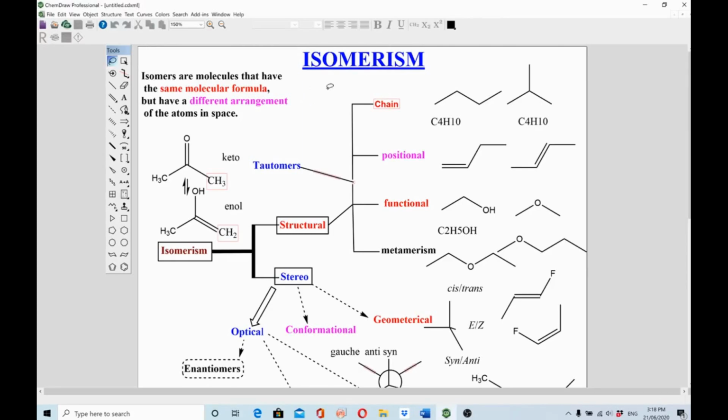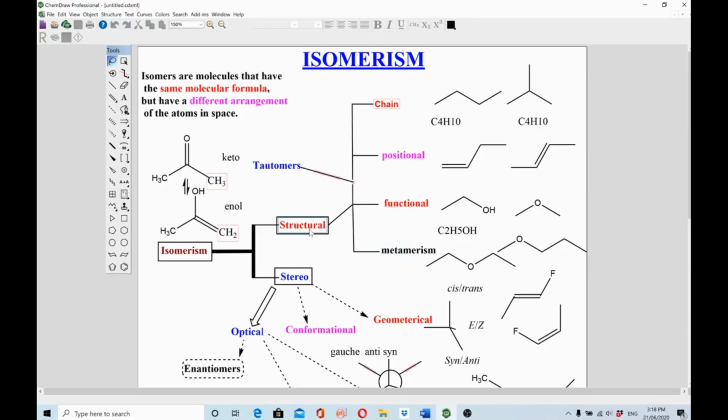If you talk about classification of isomerism, isomerism can be classified into two big classes: structural isomerism and stereoisomerism. We will first discuss structural isomerism and then later discuss stereoisomerism. Structural isomerism is further divided into 5 different types: chain isomerism, positional isomerism, functional isomerism, metamerism, and tautomerism.